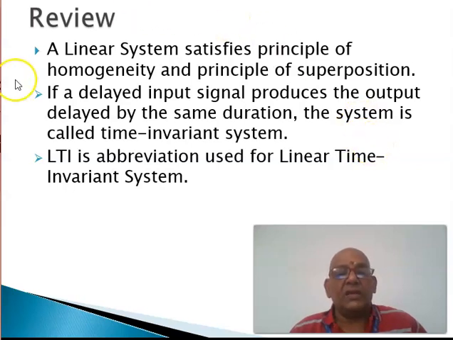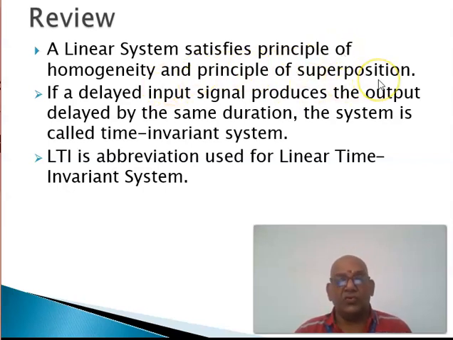We have seen that a linear system satisfies the principle of homogeneity and superposition. And also we have seen that if a delayed input signal produces the output delayed by the same duration, the system is called time invariant. And LTI is an abbreviation of linear time invariant system.